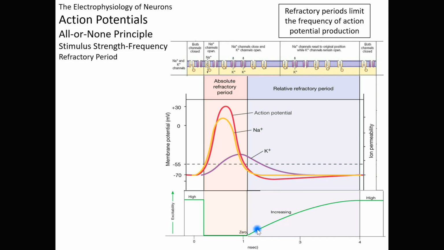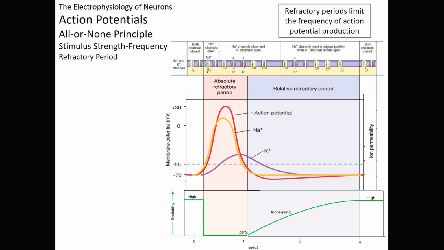But as more and more of those voltage-gated potassium channels close over time, that hyperpolarizing effect of potassium becomes gradually lesser and lesser, and so the excitability is gradually increasing. And then eventually we get to the point where all the voltage-gated potassium channels close, we're back to resting condition, we're back to our high excitability.